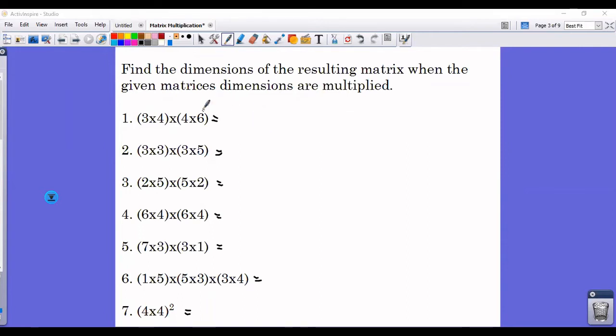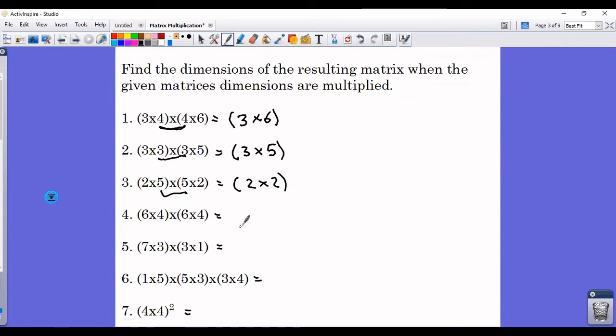All right, so like I said, as long as you have the two the same, then the result will be the outside numbers. So this would be a 3 by 4 times a 4 by 6 is a 3 by 6. Who wants to give me the next one? It's 3 by 5. Right, those threes match, so it'd be a 3 by 5. Next one, somebody different? A 2 by 2. Yep, the 5s match, so you get a 2 by 2.